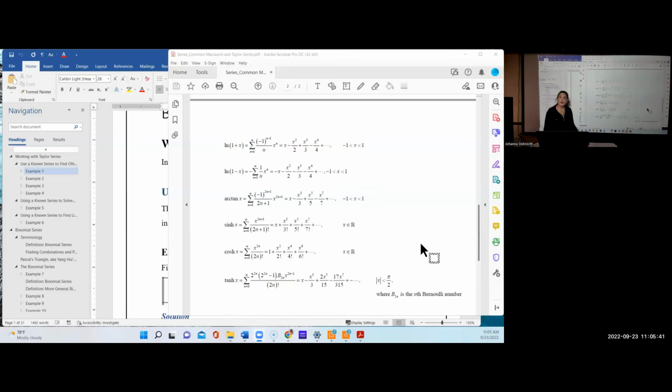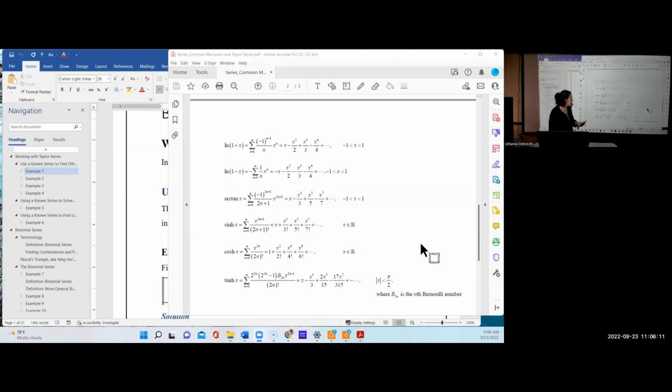These next three are the hyperbolic functions. Remember that when you're talking about a hyperbolic function, it's really an exponential function. Sinh is going to be e to the x minus e to the minus x all divided by 2. Cosh is e to the x plus e to the minus x all divided by 2. And tanh, of course, is sinh divided by cosh. So these are really exponential functions, but they do have known power series.